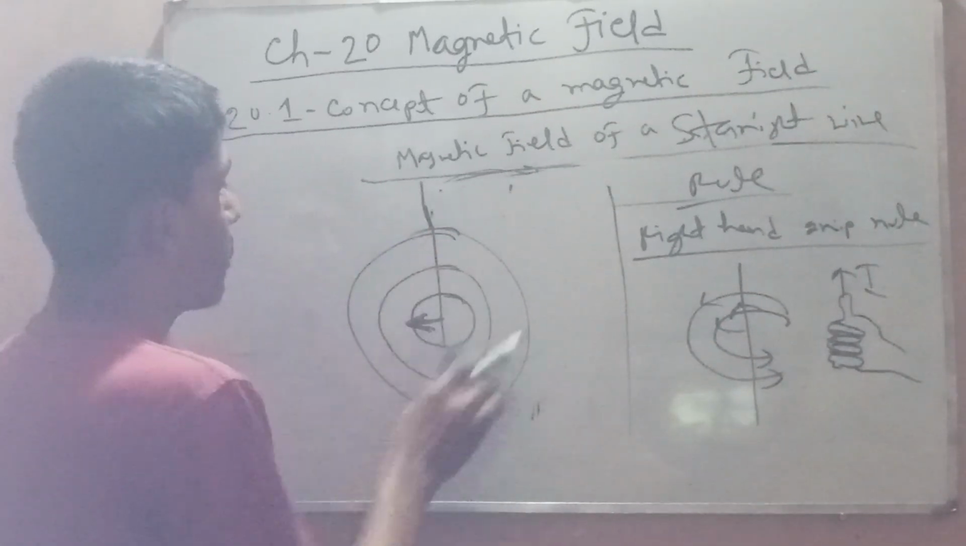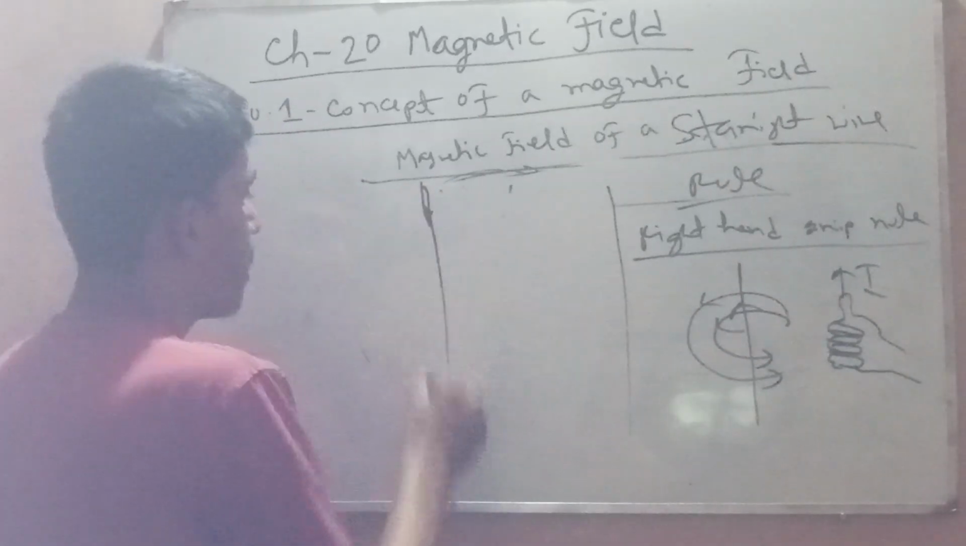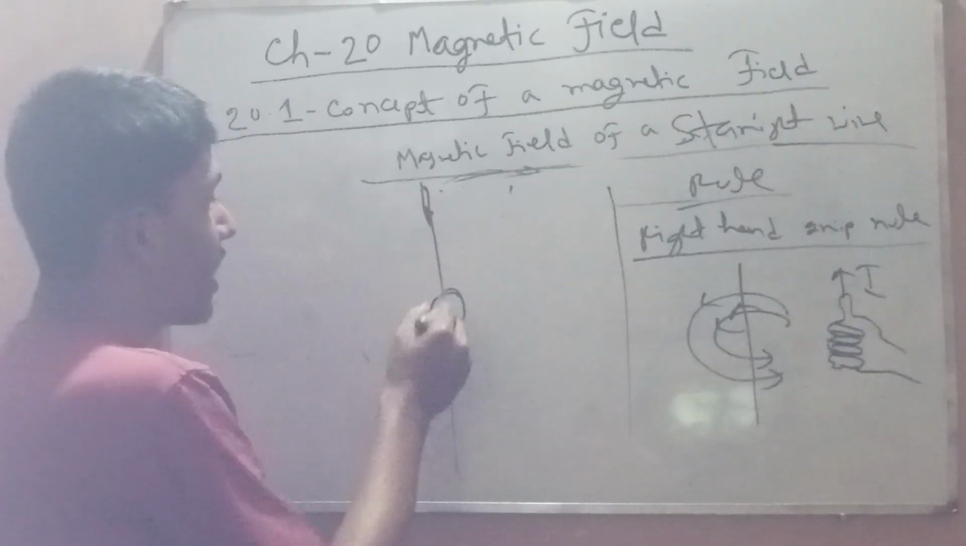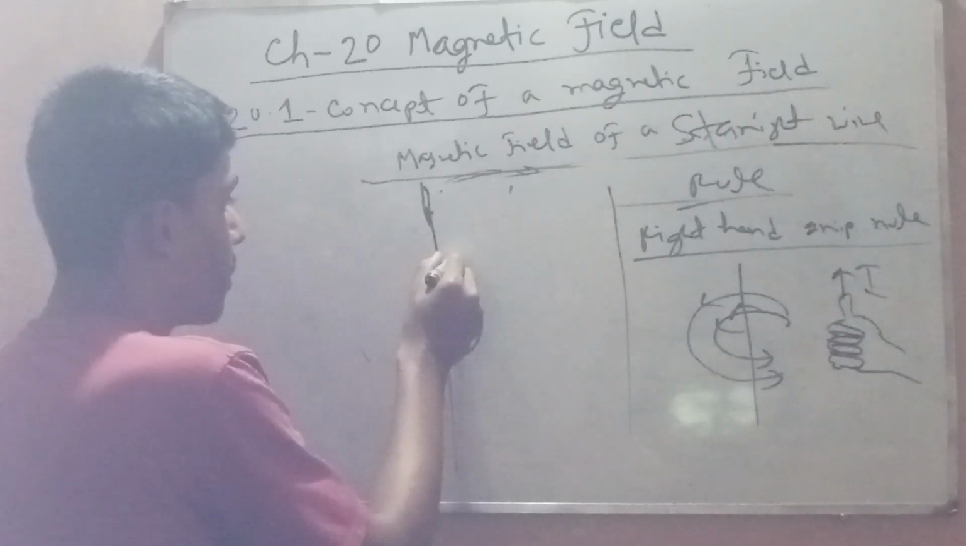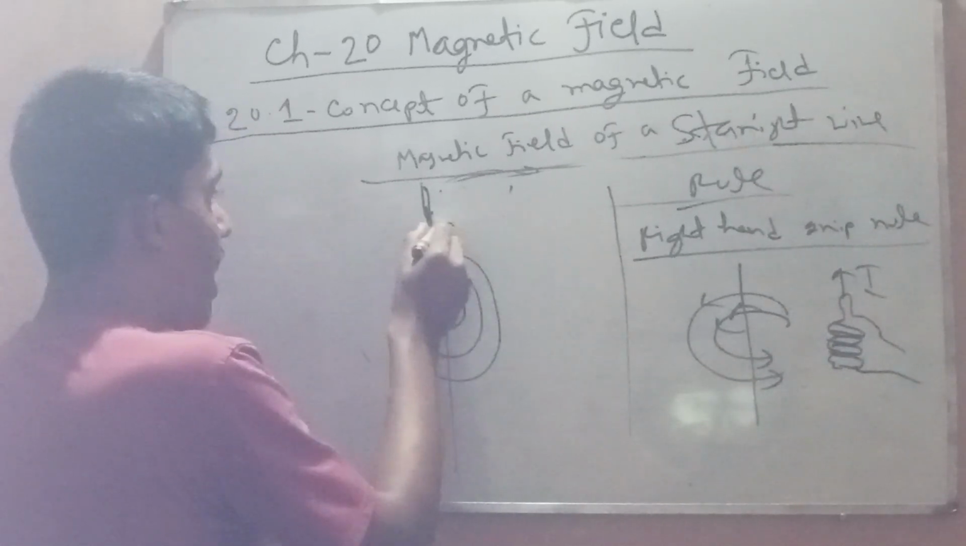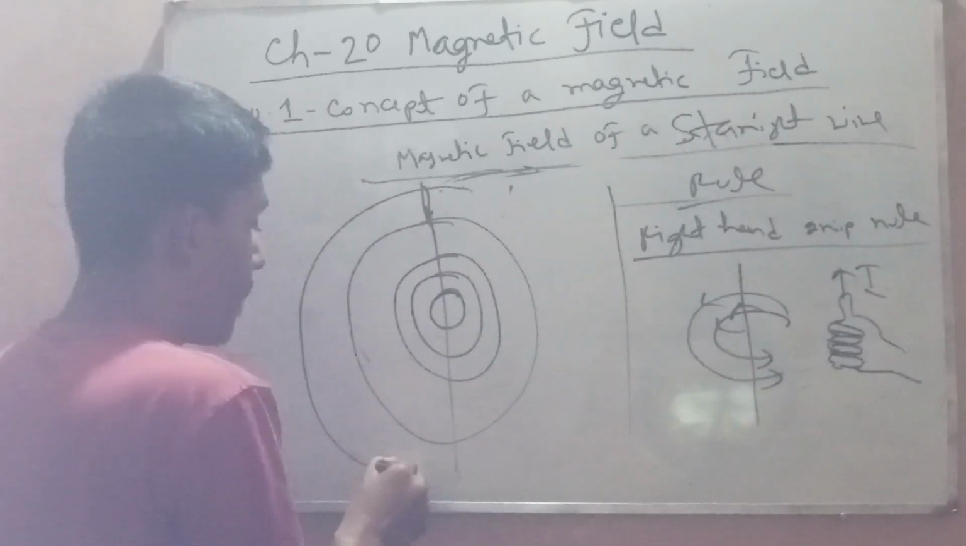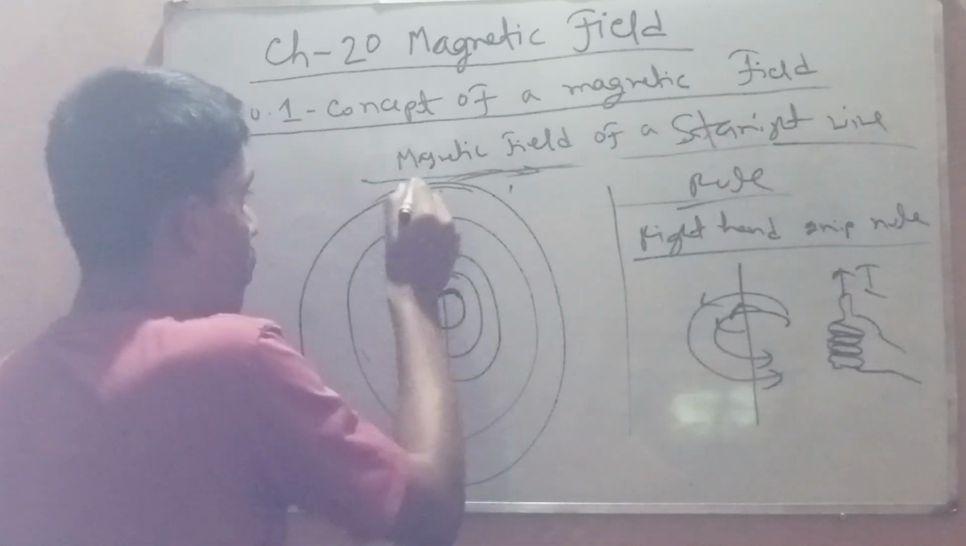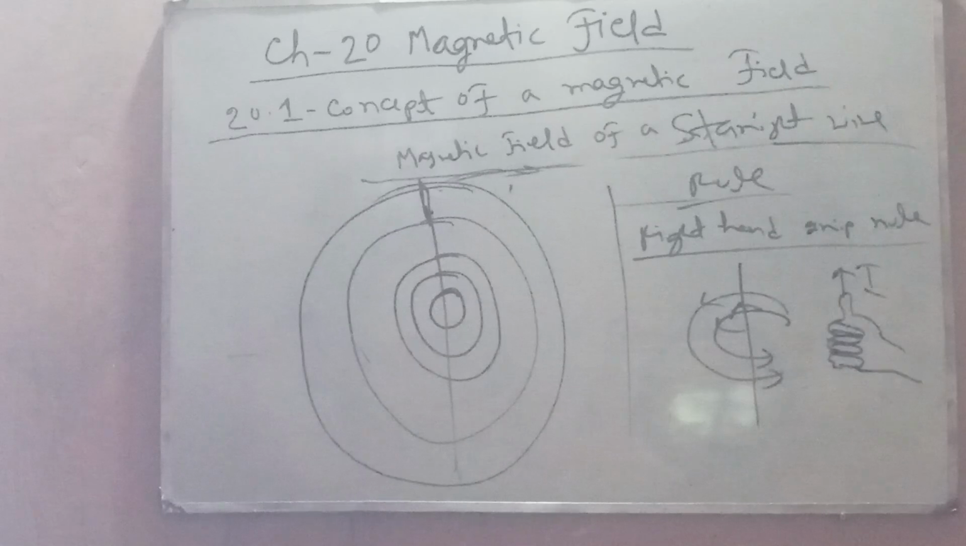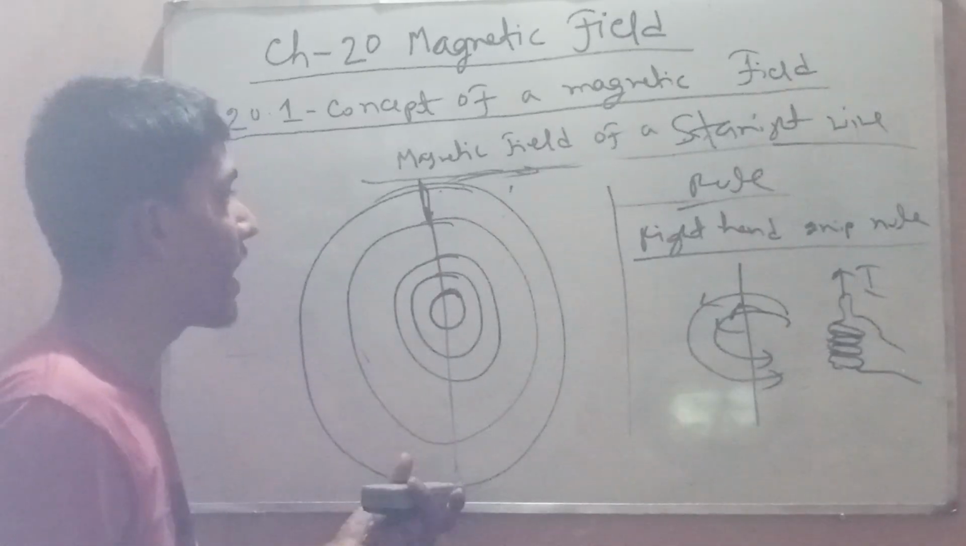So it is shown by, near the center the gap will be smaller, and further outside, at a greater distance, the circles' gaps will be larger. So the circles are drawn getting further apart.